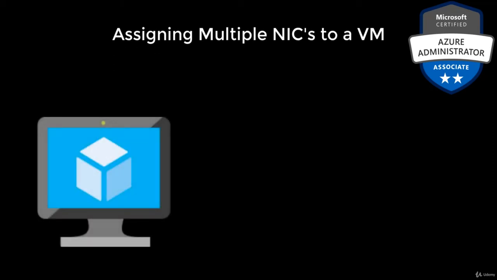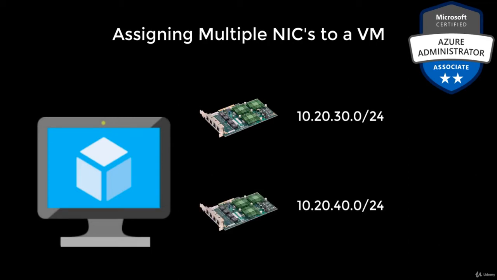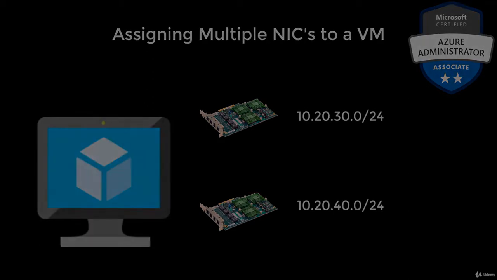And this list could go on, but the idea is to have two different network cards for two different business purposes. Let's go ahead and see how you can attach multiple network cards to the same VM. In this demonstration, we will have one network card getting an IP address from one subnet and another network card getting an IP address from a different subnet in the same VNet.